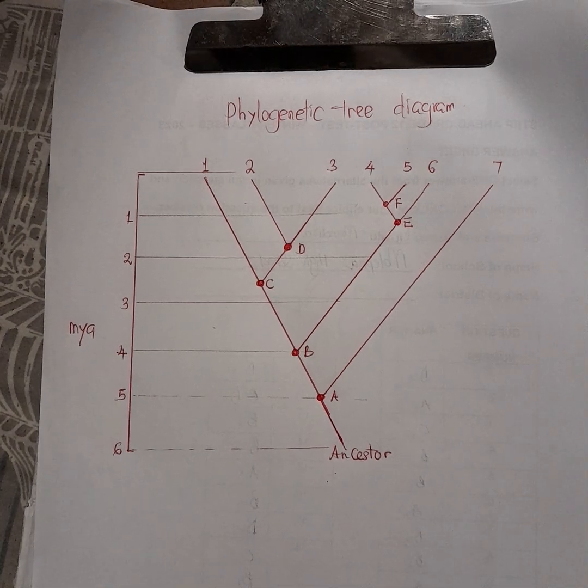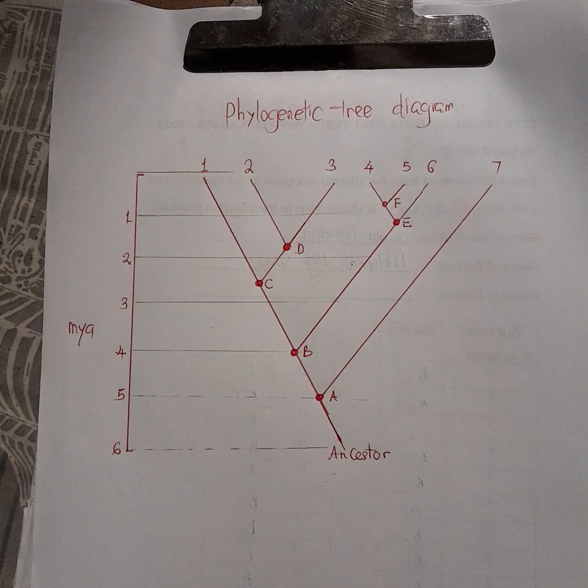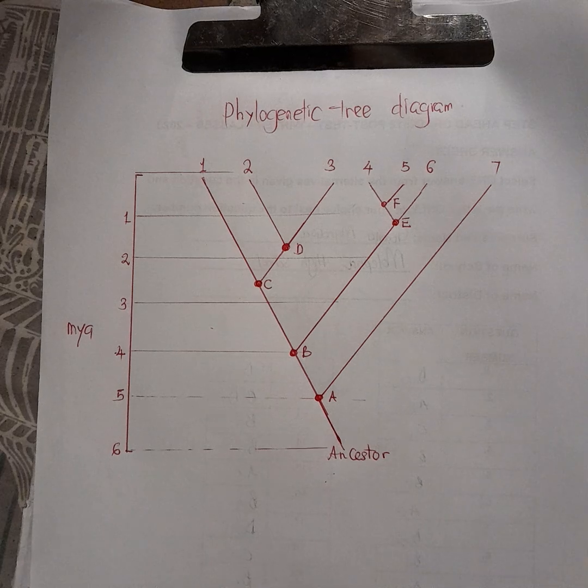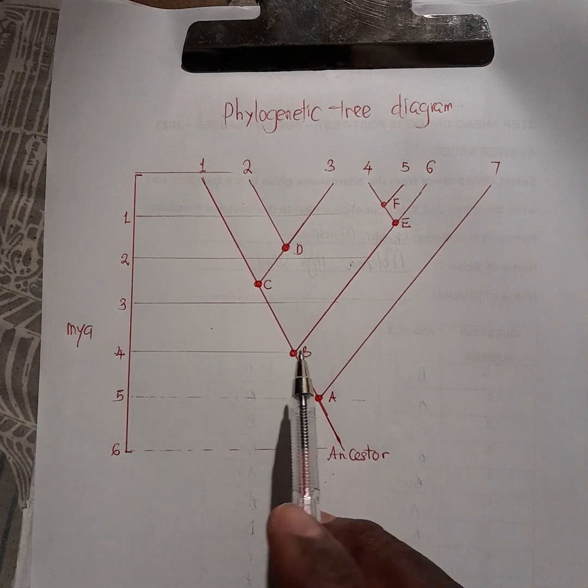Welcome. Here in this lesson, I'll try to explain how to interpret the phylogenetic tree diagram. As you know, a phylogenetic tree diagram shows the evolutionary relationship among different species who are believed to have originated from the same ancestor.